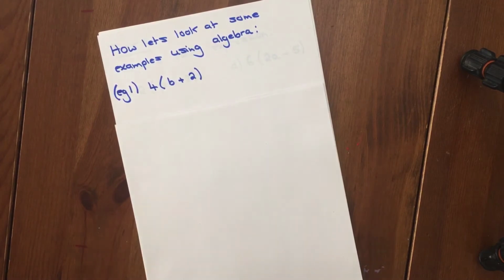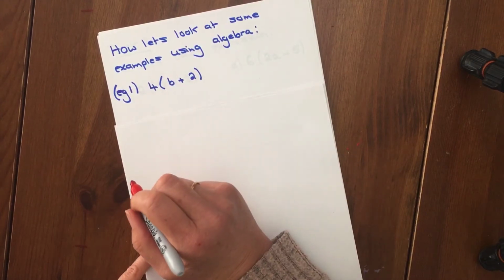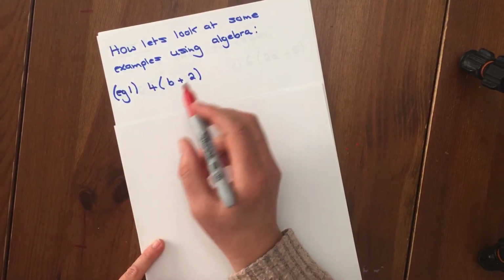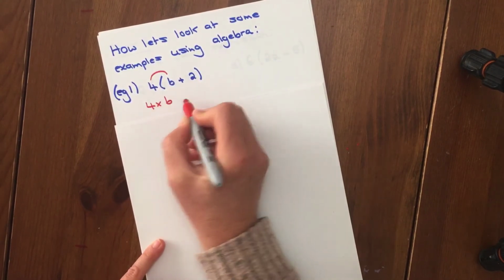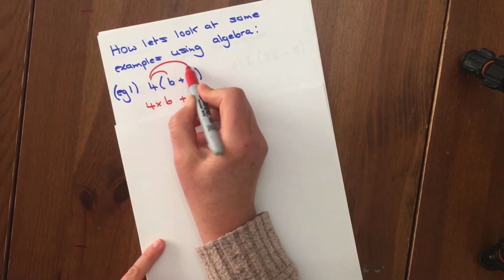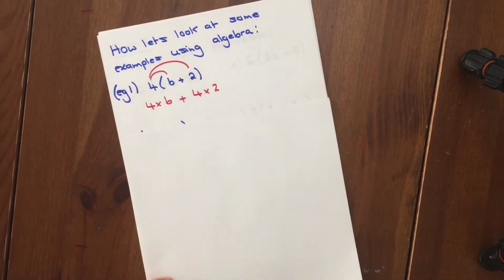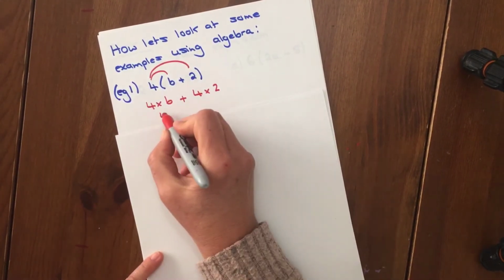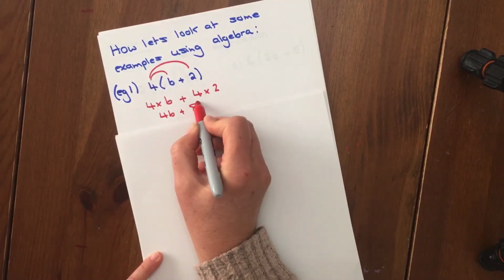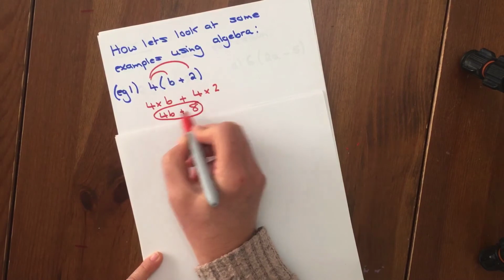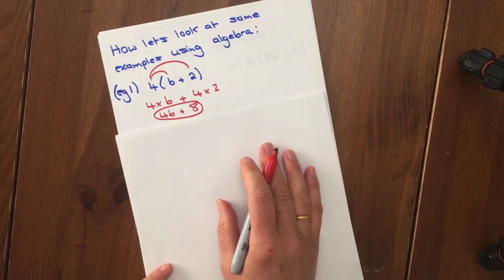Okay, so if we look at expanding this bracket, it's exactly the same method as we've just done with numbers, except we've got letters. So we're going to do 4 times b plus 4 times 2. Now 4 times b in shorthand is just 4b, and 4 times 2 is 8. Now that is my end answer. I can't combine 4b and 8 together because they are unlike terms.